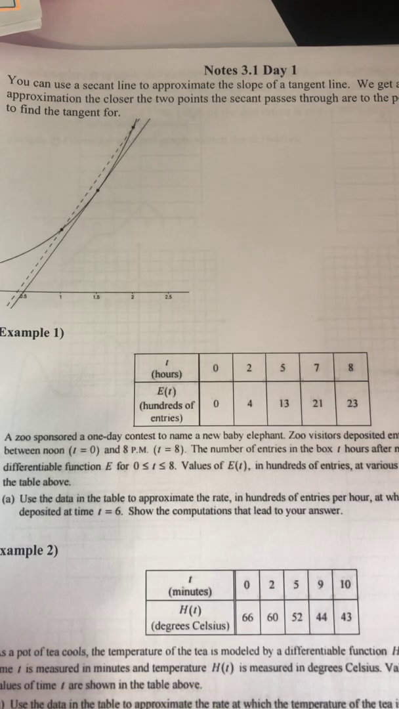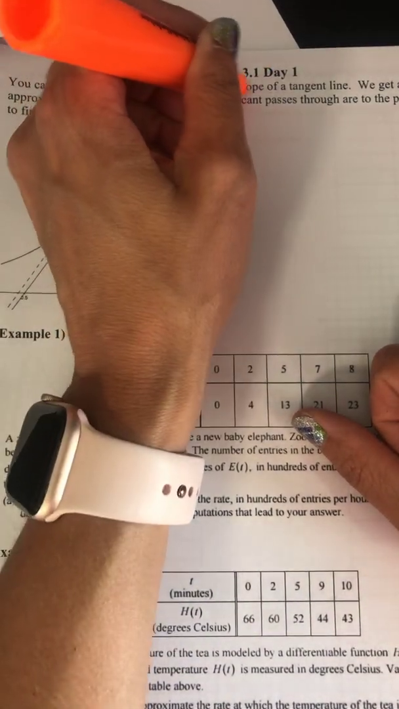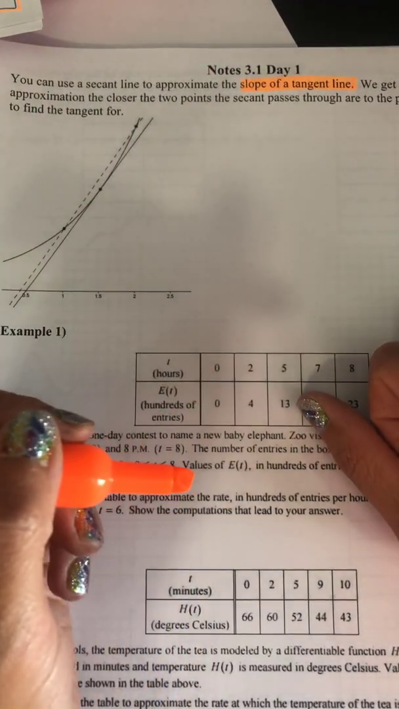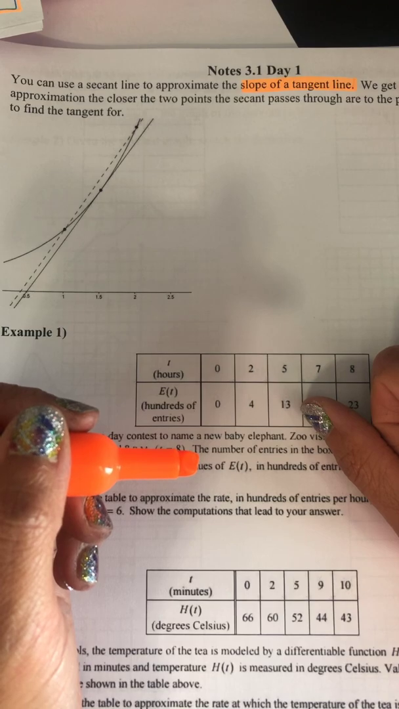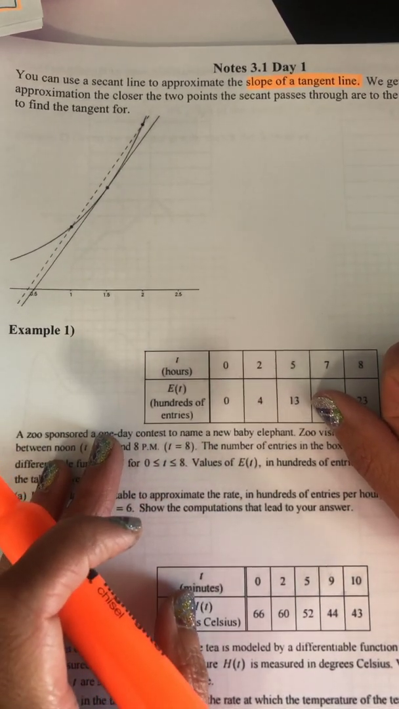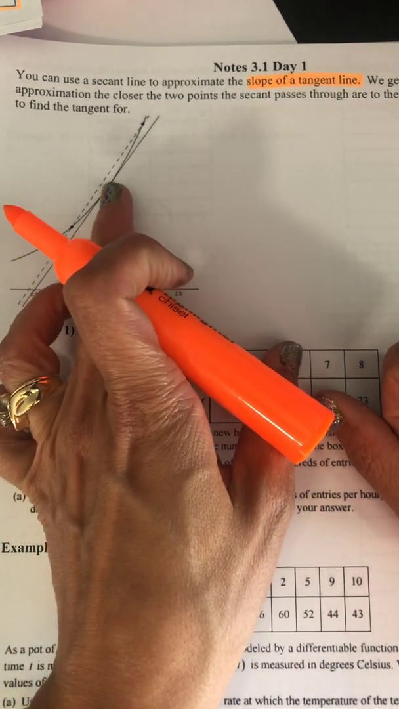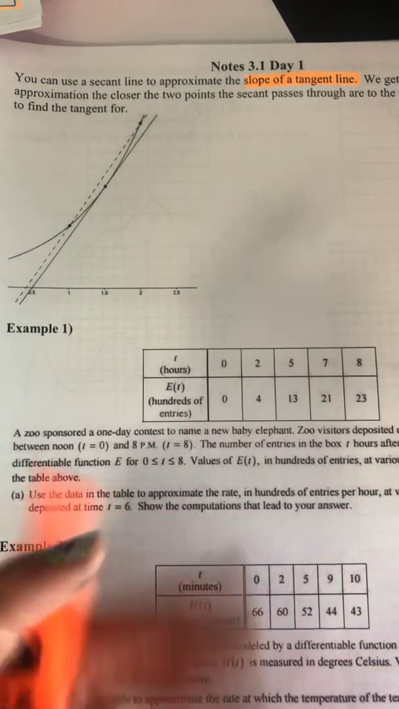You can use a secant line to approximate the slope of the tangent line. We get a better approximation the closer the 2 points the secant passes through are to the point we're trying to find for the tangent line. So the closer that secant is to the point of tangency, the better approximation we're going to get.